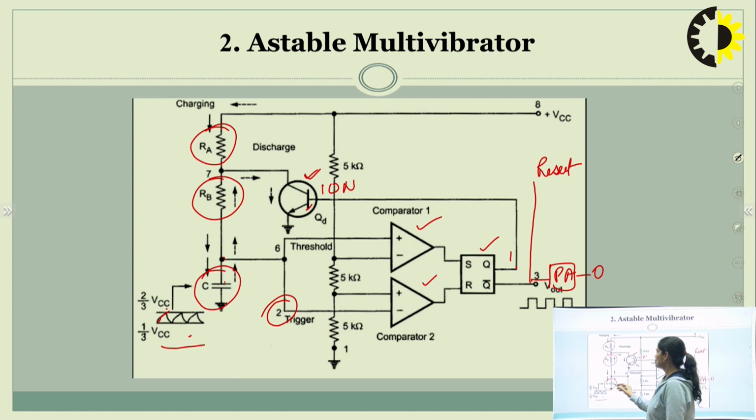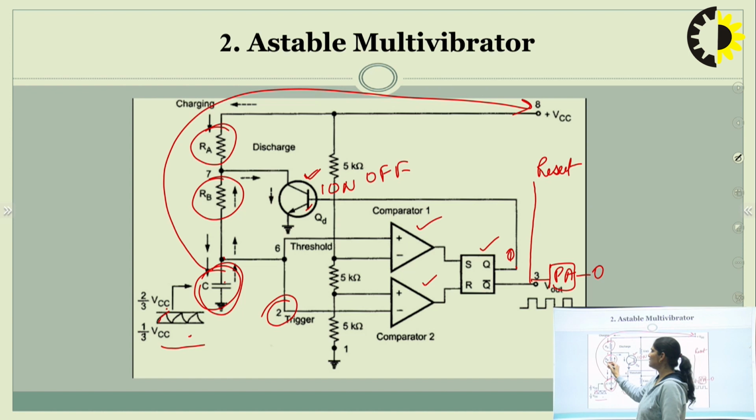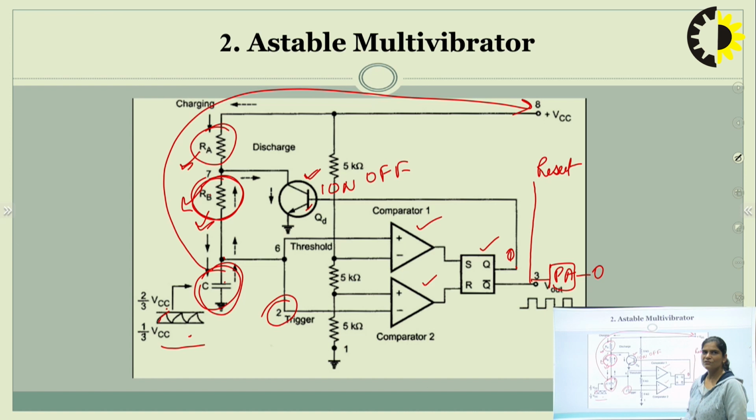So the capacitor will discharge. Now after that, if Q is 0, your transistor is off, and it means your capacitor is connected to VCC via this path where you have two resistances, RA and RB. It means the time duration of charging the capacitor is more as compared to discharging the capacitor. Discharging is via the RB resistance only, and charging is via RA and RB. So this is the working of this astable multivibrator using 555 timer IC.